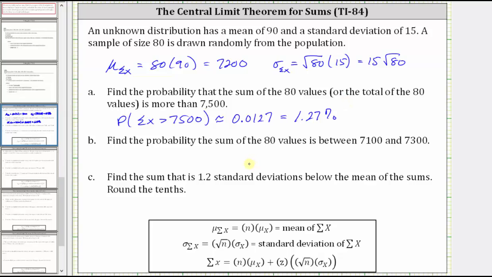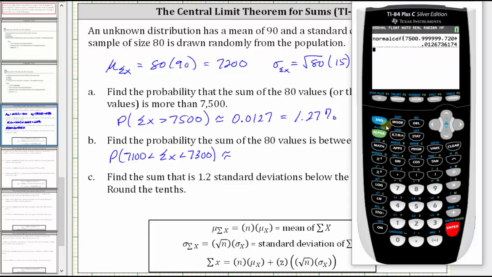Next, we're asked to find the probability the sum of the 80 values is between 7,100 and 7,300, which is the probability the sum of x is greater than 7,100 and less than 7,300. So going back to the calculator, second vars, option 2 for normal CDF. Now the lower bound is 7,100. Enter. The upper bound is 7,300. Enter. The mean and standard deviation are the same. Enter, enter, enter, and enter one more time.